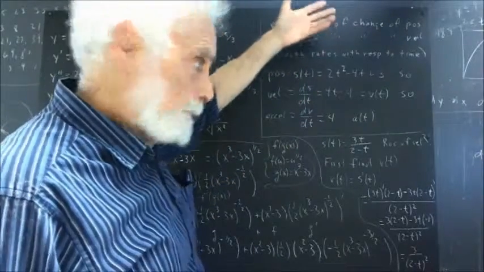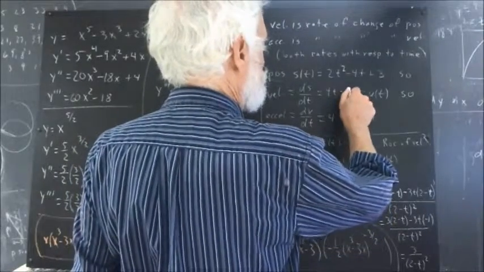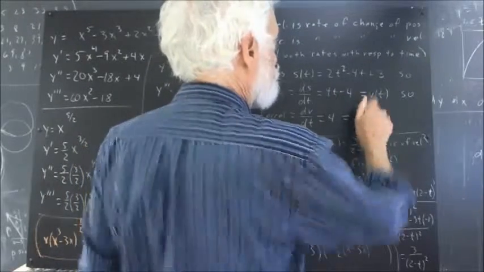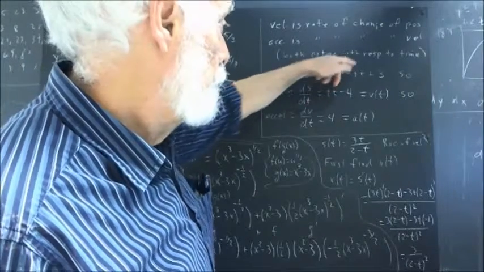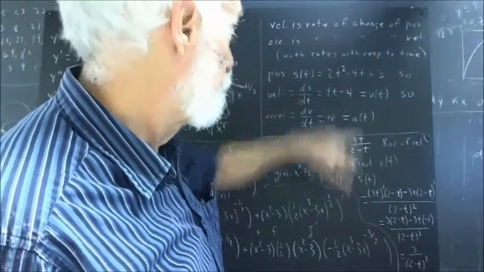And the derivative is very easy to calculate, very straightforward. Looks like something brushed across this board when I was moving it. Okay, 2t squared, derivative is 4t, negative 4t, derivative is just negative 4.